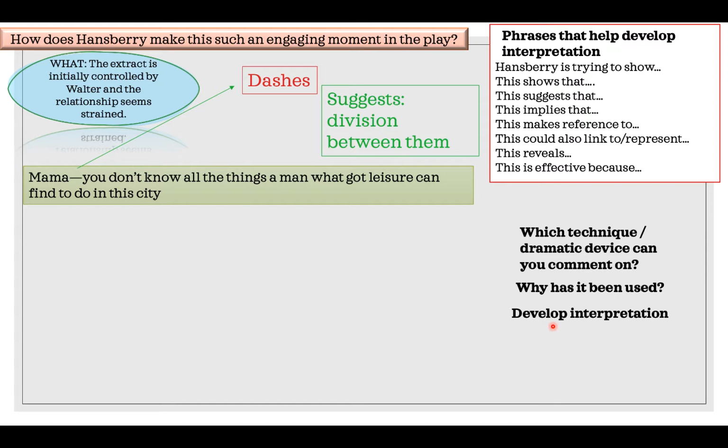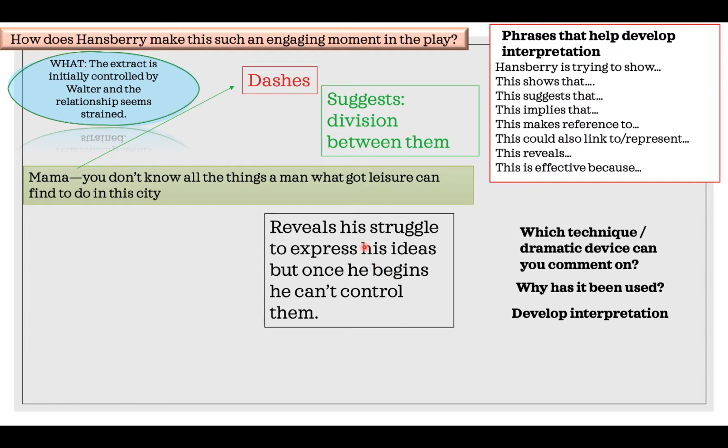Then we want to try and develop that interpretation further. Let's say something else. Let's try and layer. Could say that it reveals his struggle to express his ideas, but once he begins, he then can't control them, because we know that this is actually from that long speech that he gives at the beginning, where he can't control what he's saying and all of the words just tumble out of his mouth. And notice as we do this that I'm trying to use these key words that I've given myself over here. So we've got suggests, we have reveals, and again, this is the academic language that I've just mentioned to you. Try and use these words to develop your interpretation.